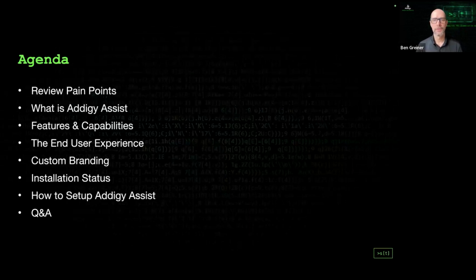Here's a quick look at what we'll cover today. We'll start by grounding ourselves in the common challenges IT teams and MSPs face with Mac onboardings. Chances are you felt a few of these firsthand. From there, we'll introduce Addigy Assist and walk through how it helps streamline that experience from first setup to end user delivery. We'll also touch on custom branding, installation visibility, and setup tips to help you get the most out of this new feature. And of course, we'll wrap with live Q&A. So as we go, please drop your questions in the Zoom Q&A panel so we don't lose track of them.